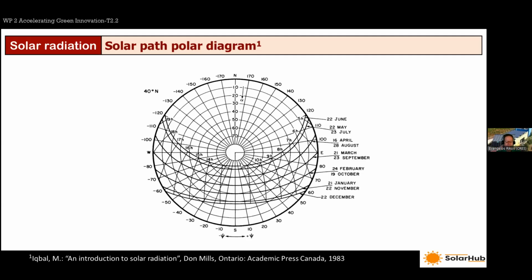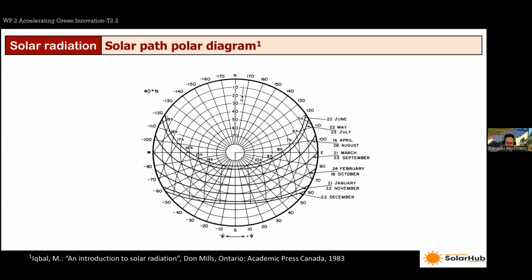By the way, I would like to mention here that this information comes from a very instructive book regarding basics on solar radiation. The title of this book is An Introduction to Solar Radiation by Mohammad Iqbal. It's a very good book for those who are more interested in getting more information about these models, and provides very useful modeling approaches for all these components and parameters of solar radiation and energy.